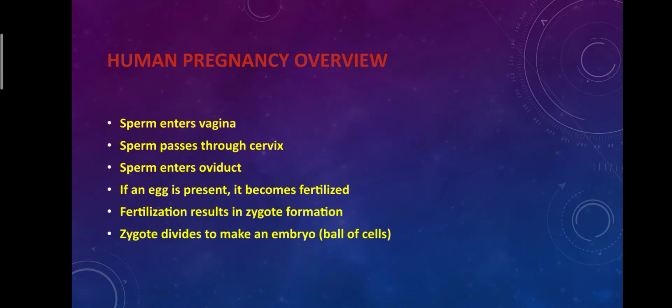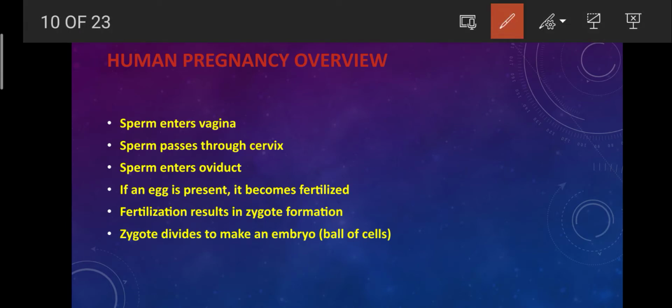Now we will discuss the overview of human pregnancy. Firstly, the sperm enter into the vagina, then the sperm pass through the cervix. Sperm enter into the oviduct. If an egg is present, it becomes fertilized.